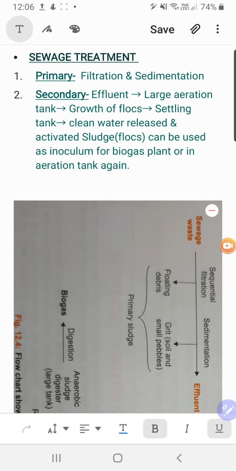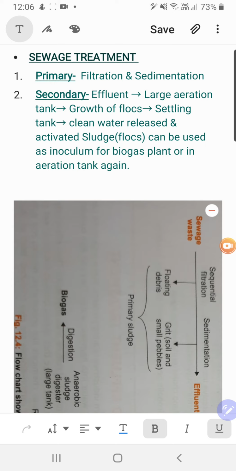The question has a worth of 2 to 5 marks depending upon how it is asked, right? You may be asked to draw the flowchart, or you may be asked to explain the whole procedure. So in that case, if you see, this is the primary treatment. In primary treatment, two things could be done.